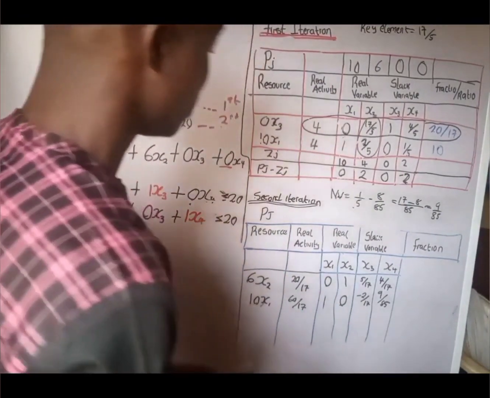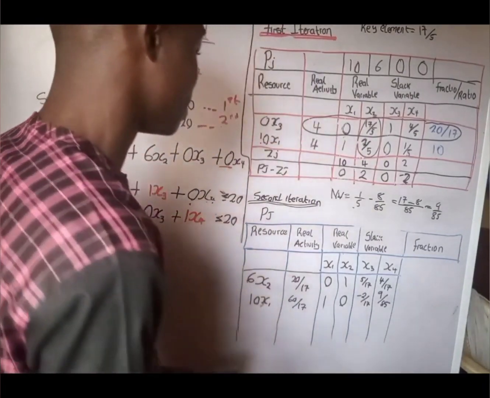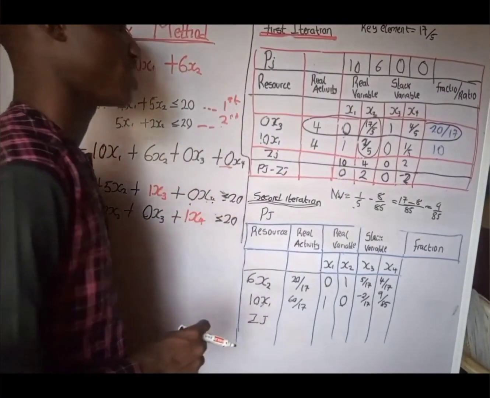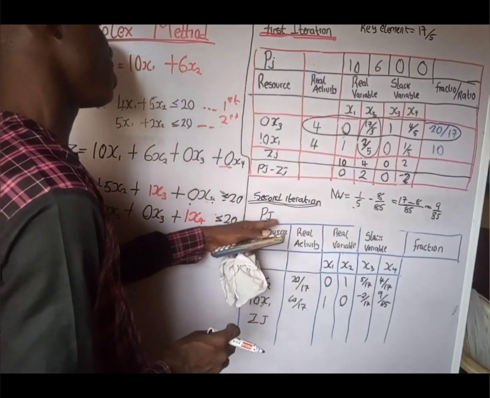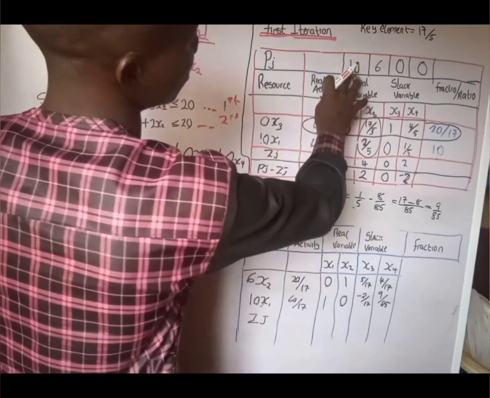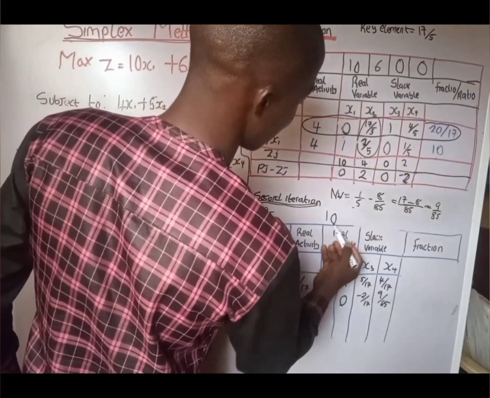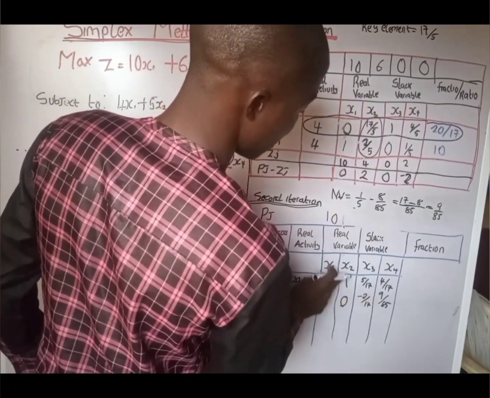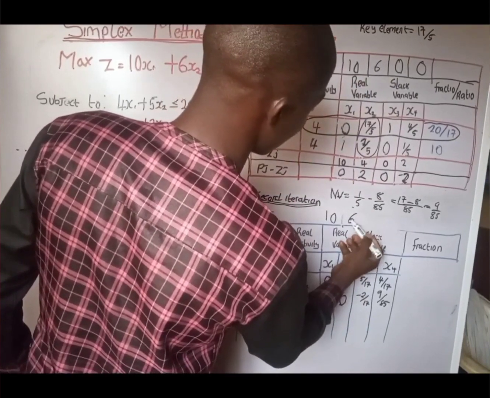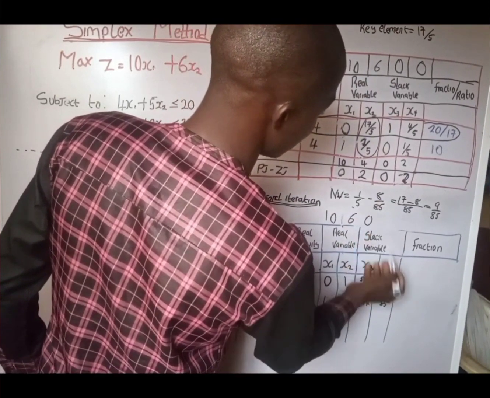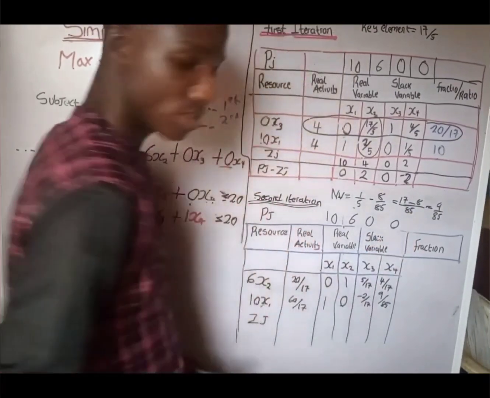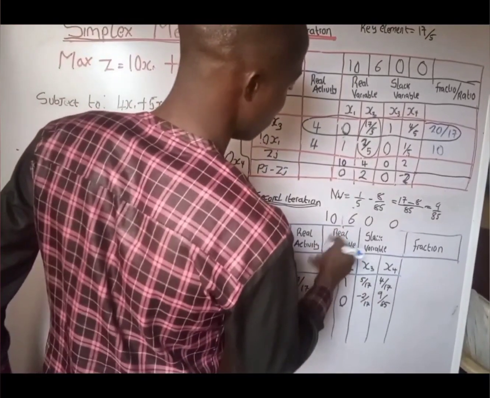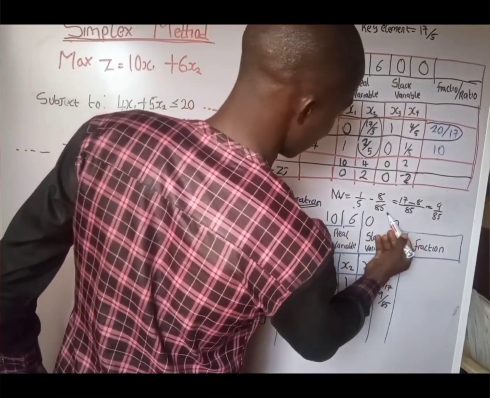Now the next thing to do is to construct the table of our ZG. The value of the table of PJ will be 10. I still have my 10 in here, 10 is still intact. Let me put the row here: 10, x2 is 6, x3 is 0, then x4 is 0 also. Now this is the table of my PJ. Let me use a blue marker here also.